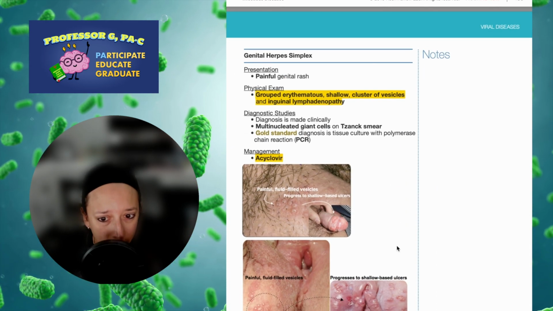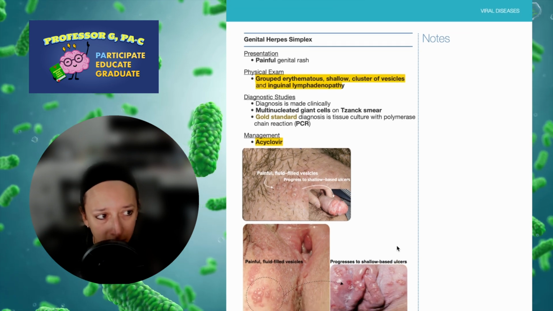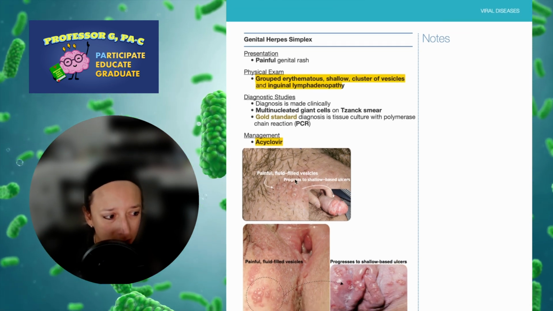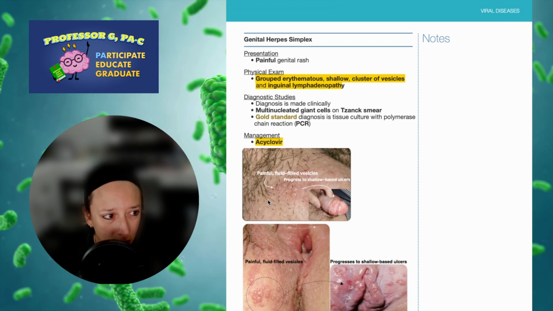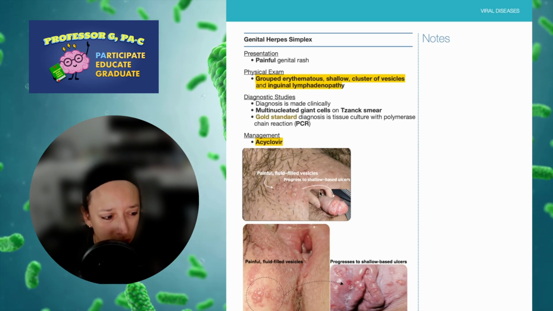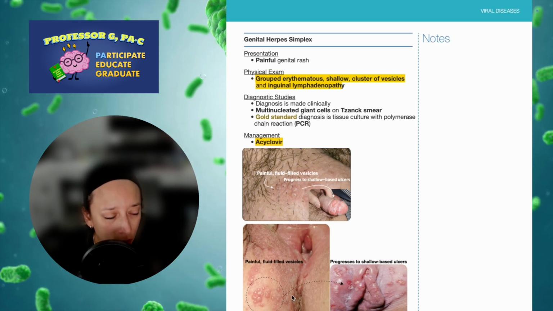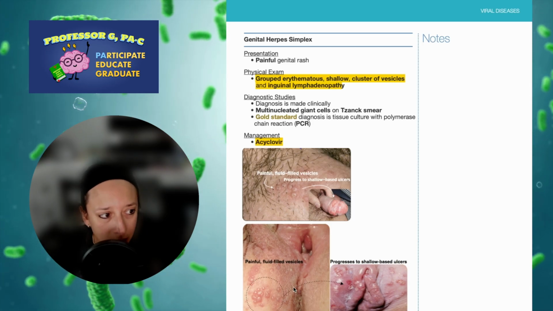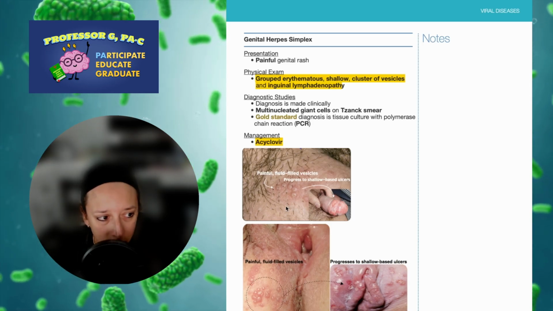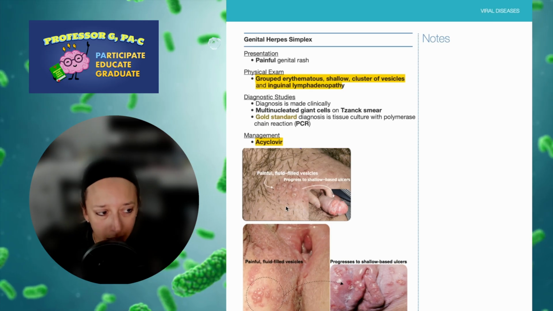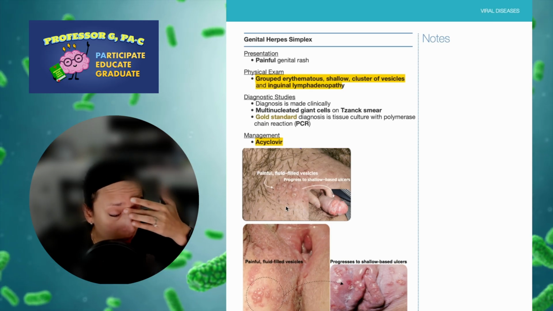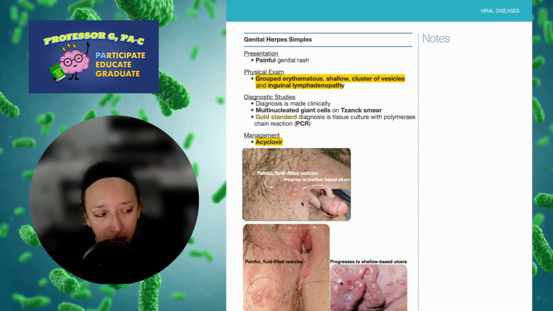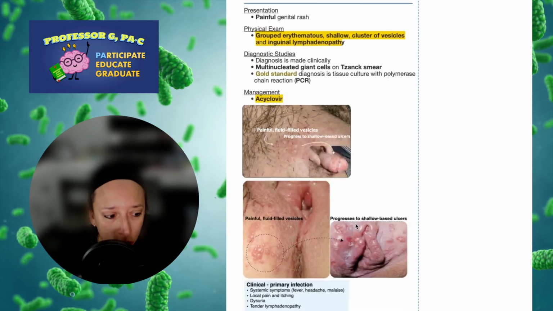Next up, genital herpes. So genital herpes is a painful genital rash. Usually you see a shallow cluster of vesicles in the inguinal region, as well as inguinal lymphadenopathy. It is pretty uncomfortable. Diagnosis, you can make it clinically by sight, or you can get multinucleated giant cells on a Tzanck smear. And again, gold standard is going to be that PCR. However, you don't always have to do it. Acyclovir is going to be our treatment of choice.